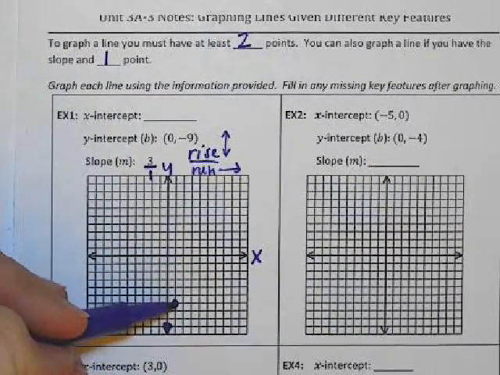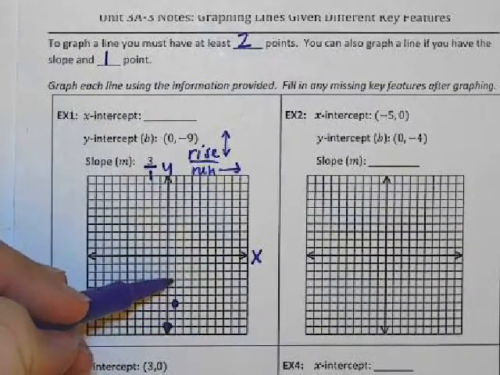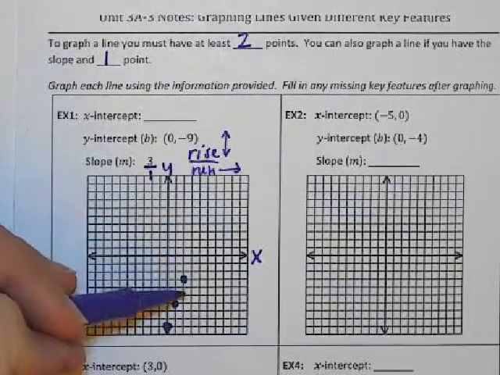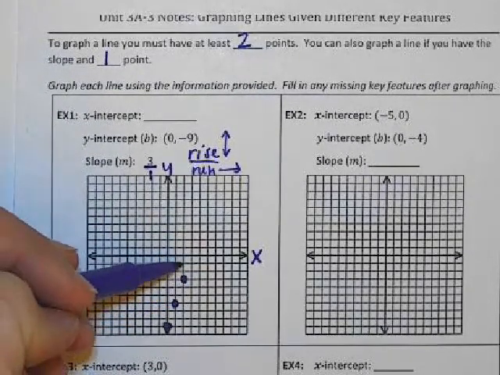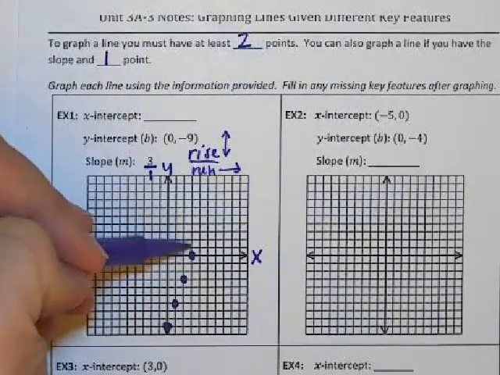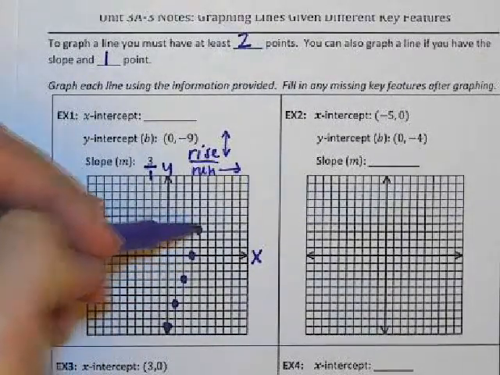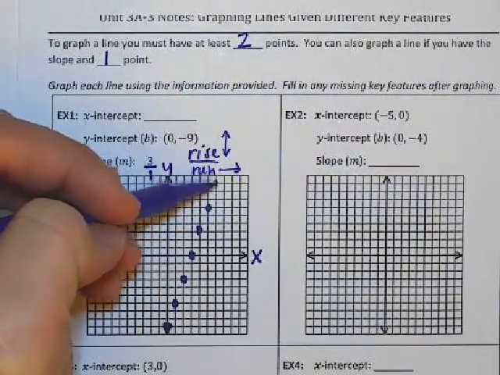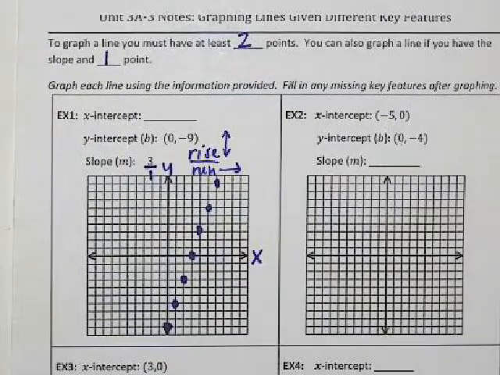And again. Up 1, 2, 3. Right 1. Do it with me. Don't wait till I'm done. Up 3. Right 1. Up 3. Right 1. Up 3. Right 1. I'm going to keep going until I can't go any further.